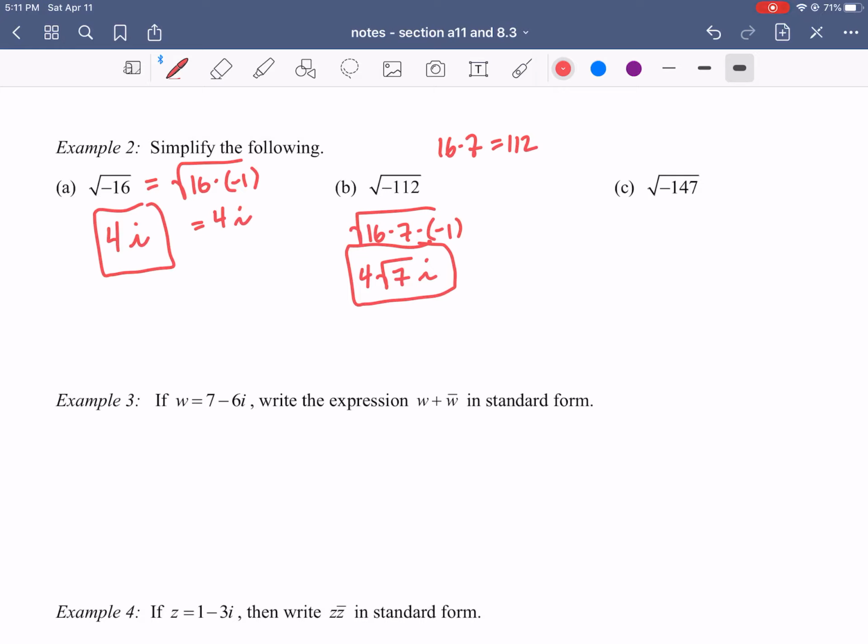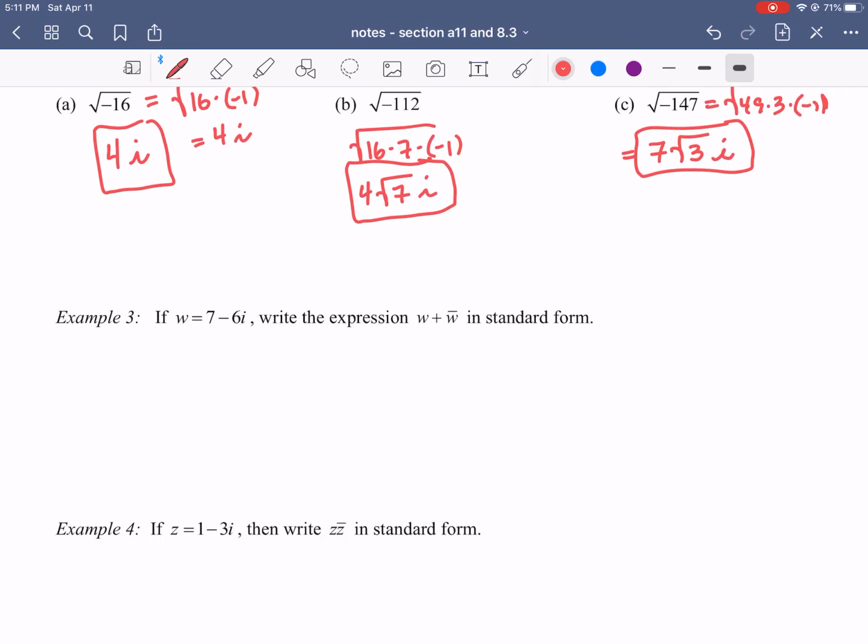Okay, letter C, you need to also find the biggest perfect square that will evenly go into 147. What you end up finding out is that it is 49, and so this is going to equal 49 multiplied by 3 multiplied by negative 1. And so the square root of 49 would be 7, so that's going to come out as a regular 7. 3 is not a perfect square, so it's got to stay under the radical, and the square root of negative 1 is equal to i.